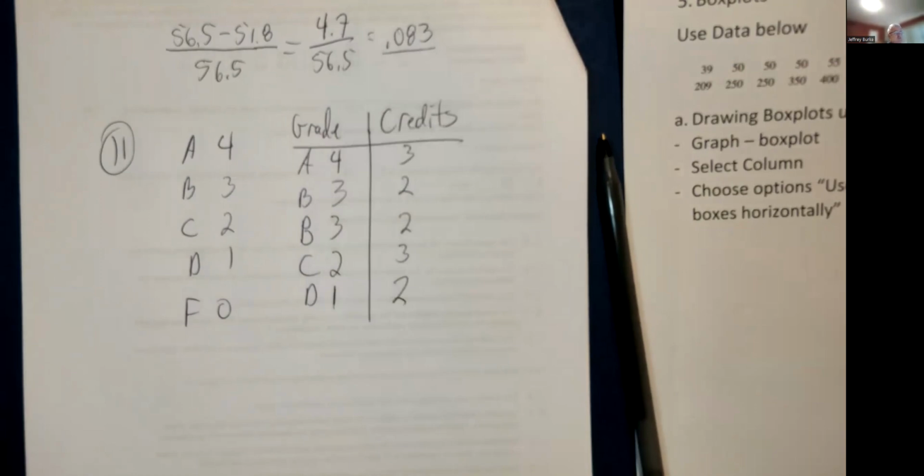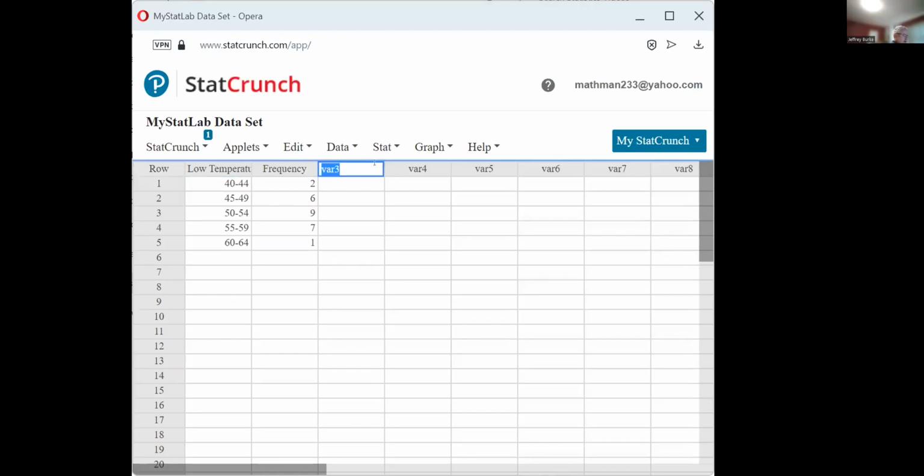I'll use the StatCrunch page we generated from another question. All right, so this is going to be 4, 3, 3, 2, 1. And the number of credits is going to be 3, 2, 2, 3, 2.